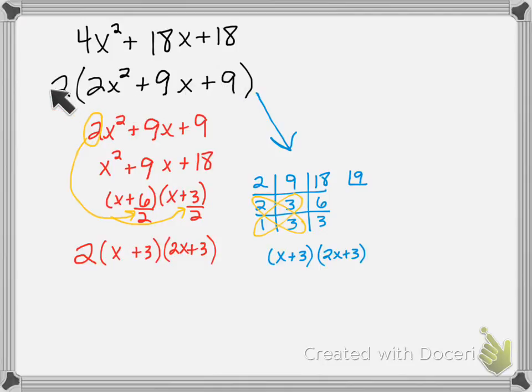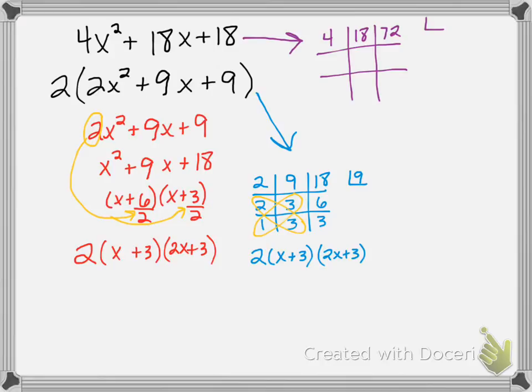But then again, I still have that common factor that I pulled out before, so it's still in front. And notice I have the same factors. Okay, now, what if I want to do tic-tac-toe and I don't want to worry about pulling a common factor out? Okay, so I'm going to go straight from the original trinomial. So in this case, a would be 4, c would be 18, and a times c is 72. It has to add to be 18 and multiply to get 72.